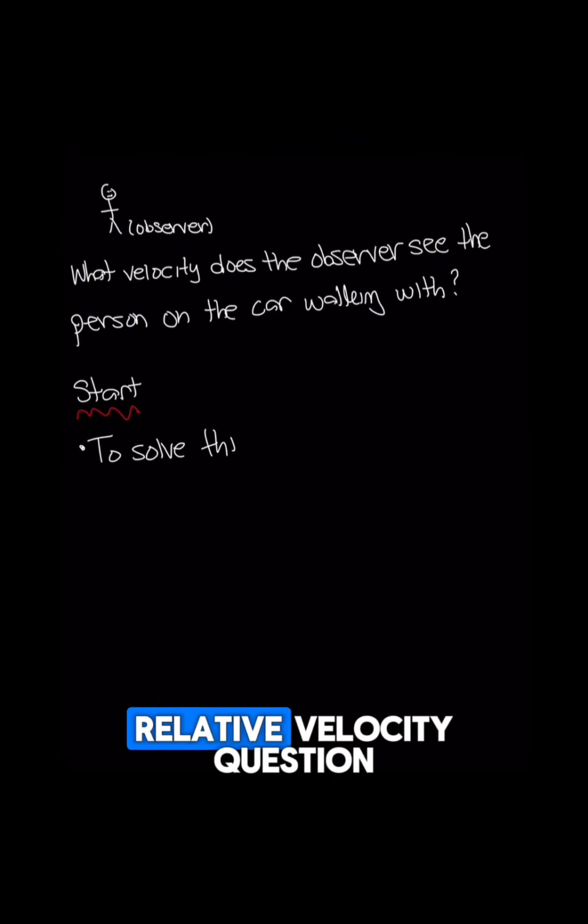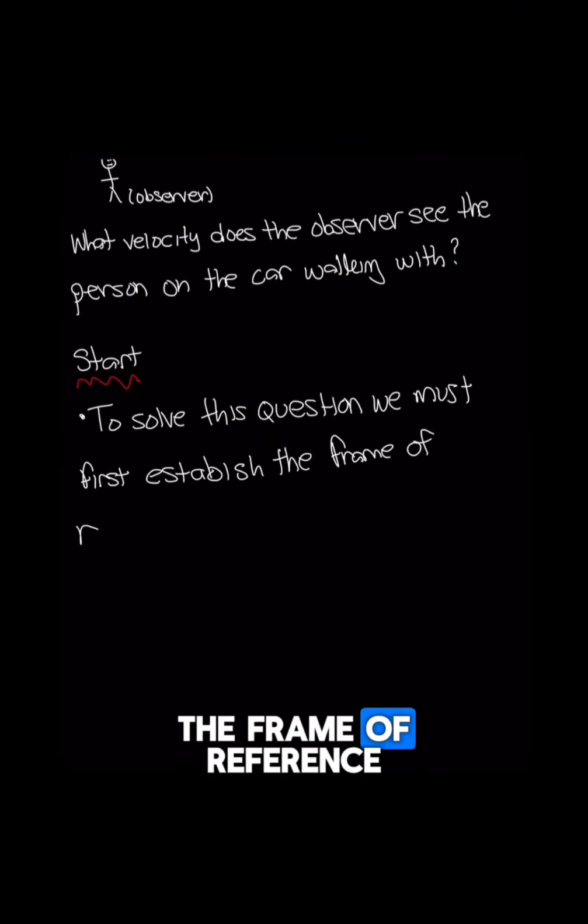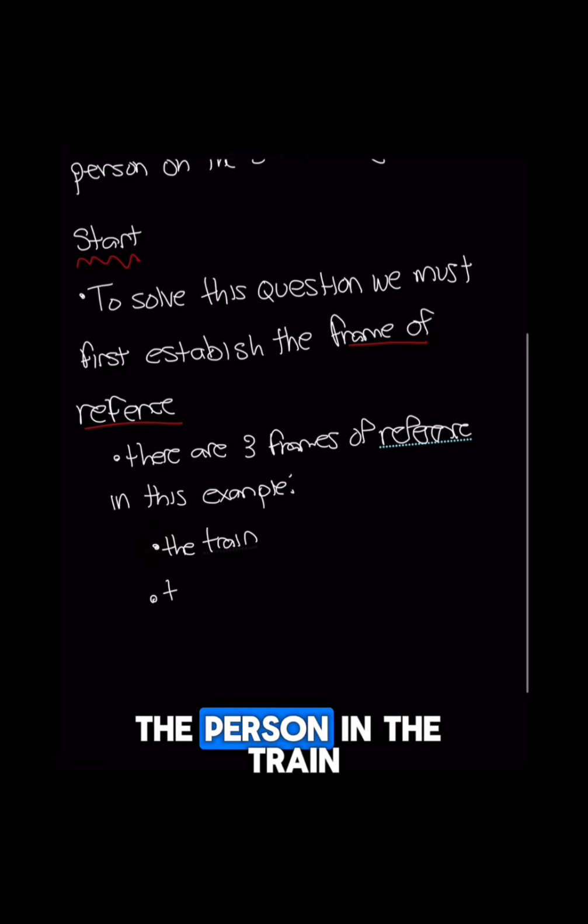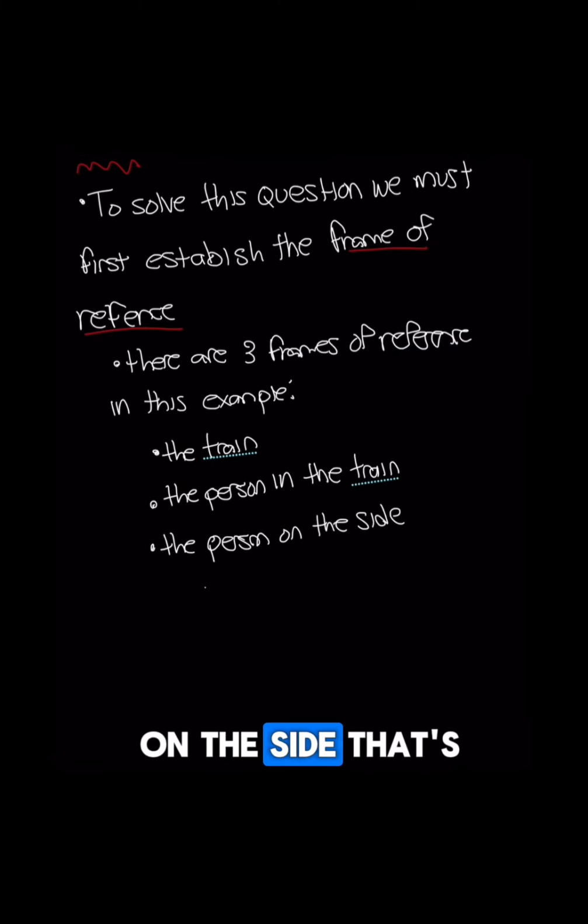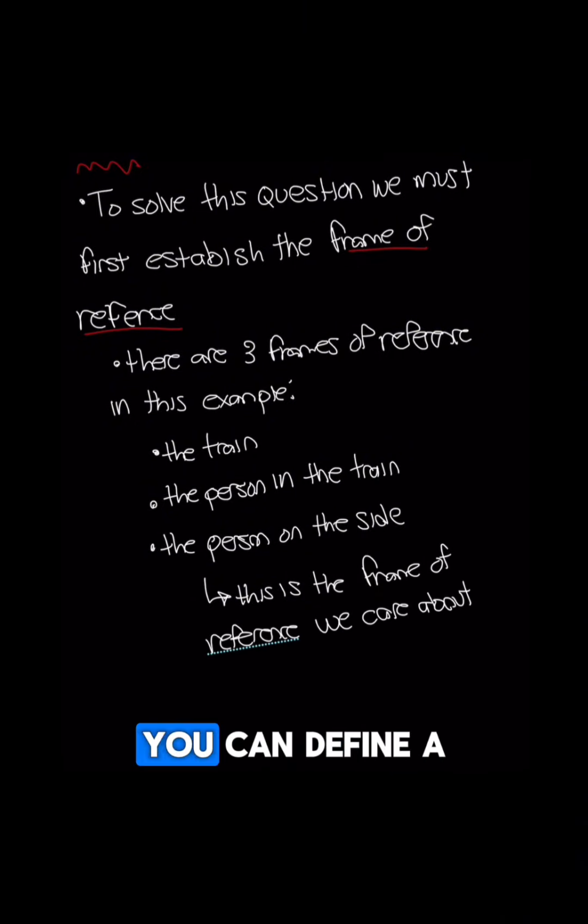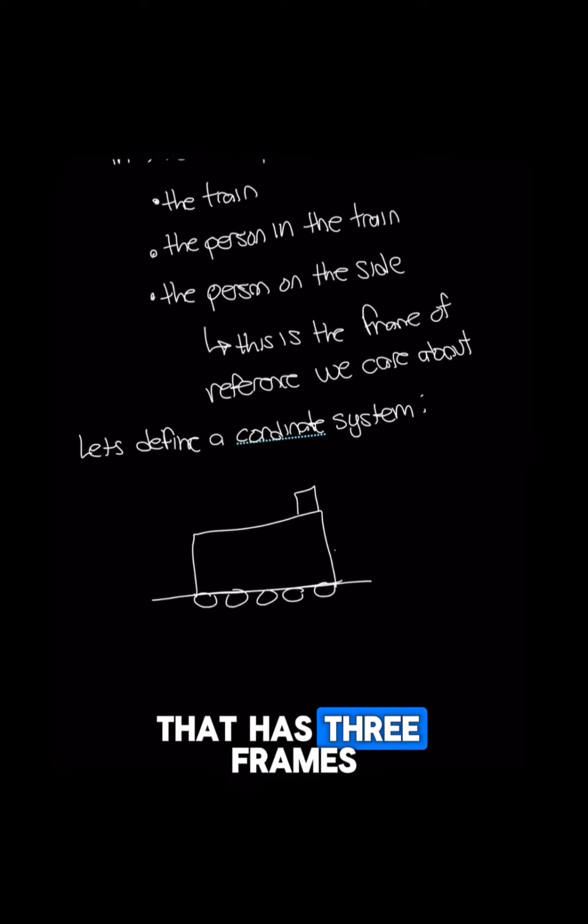So this is a relative velocity question, and the first thing we're going to want to do is establish the frame of reference. There are 3 frames of reference in this question. There's going to be the train, the person in the train, and then the person on the side that's at rest. And the frame of reference that we're interested in is the person on the side.